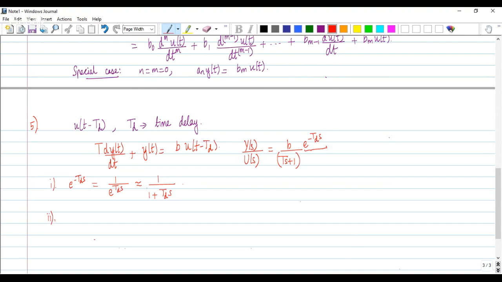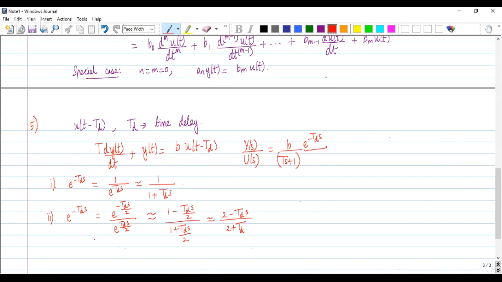On the other hand, in the Padé first order approximation, we essentially write e power minus TDS as e power minus TDS by 2 divided by e power TDS by 2. You will see that this effectively results in e power minus TDS. Now I approximate both the numerator and the denominator to their first order polynomials, so 1 minus TDS by 2 and 1 plus TDS by 2.